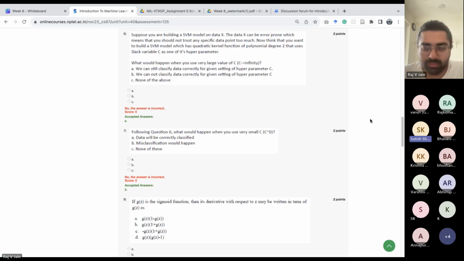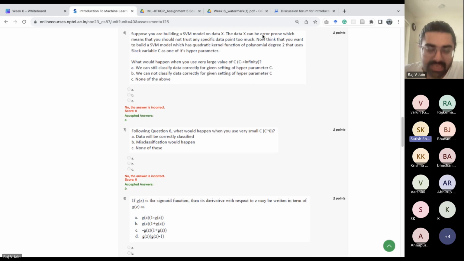From that point of view, misclassification is okay. Since the question says hard margin is not possible, only the soft margin, and then you are trying for hard margin, misclassification will happen. Am I right? Not trying for hard margin, trying for a very soft margin, basically. Yeah, C equals 0, then you are allowing the misclassification, basically. Correct.